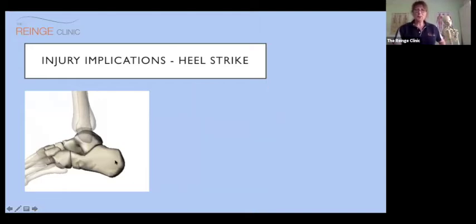Let's have a little look here. When I land, I am landing with my heel. So this is my heel bone. Now around my heel bone, I've got a fatty pad that's designed to protect this bone. I've got bursas, which are little fluid-filled sacs. They stop your muscle rubbing on bone as it goes round.